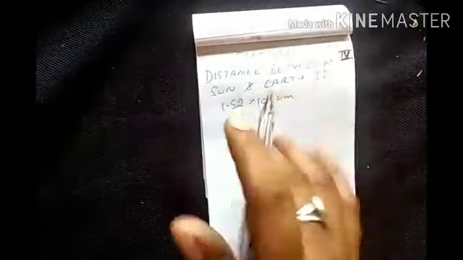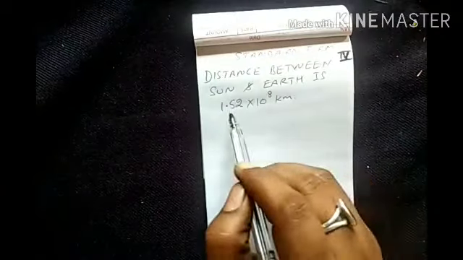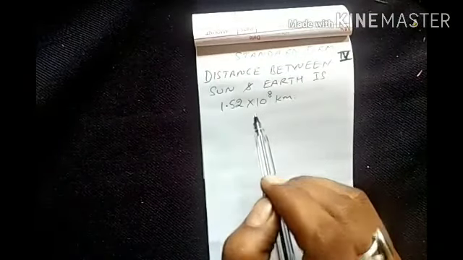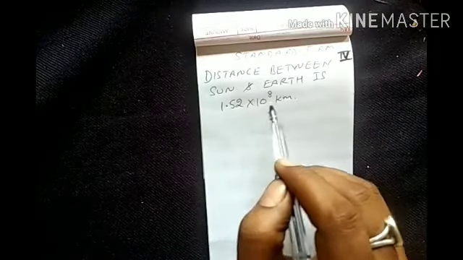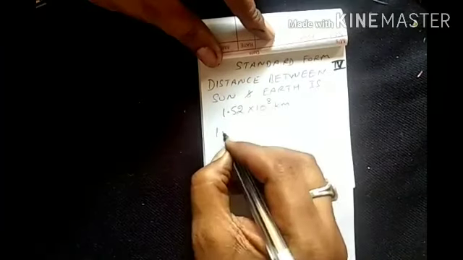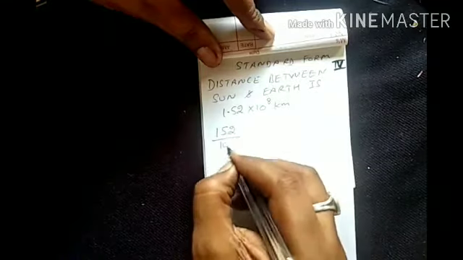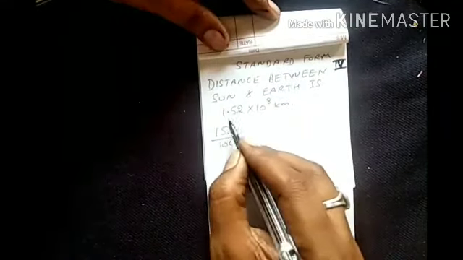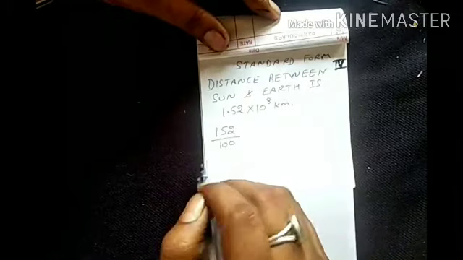Now in this question the heading is written standard form. The distance between Sun and Earth is this. Okay, now which form is this? This is a scientific notation, and we have to make it to the standard form. So first of all, 1.52 can be written as 152 by 100. As we convert decimal to a fraction, after the decimal how many digits are there, that many zeros we will write in the denominator.